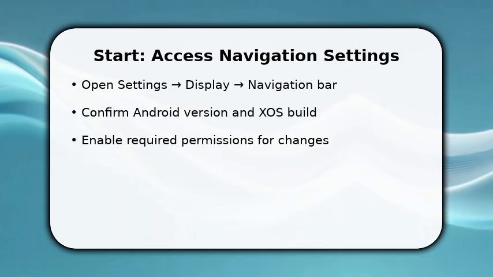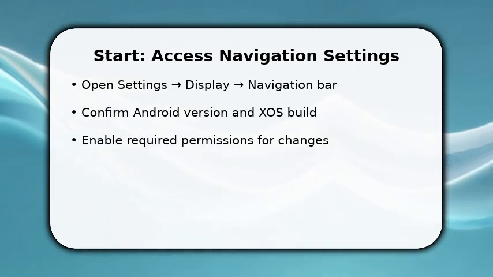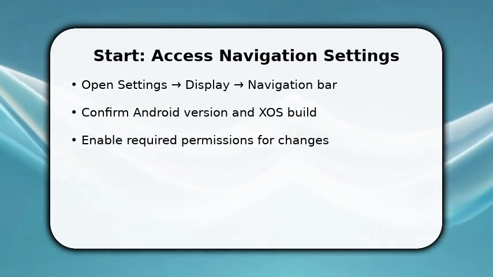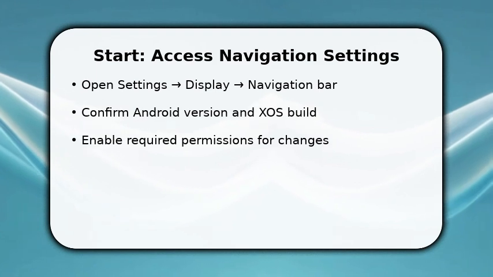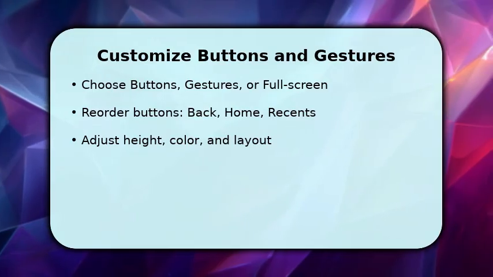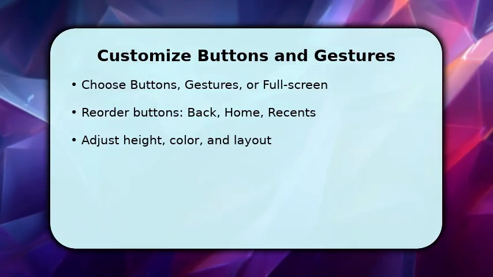Now select the default mode, buttons or gestures, and tap the active option. This first action unlocks the customization menu. After that, we move to ordering, layout, and visual tweaks. Once you pick buttons or gestures, you'll see advanced options to reorder and resize.